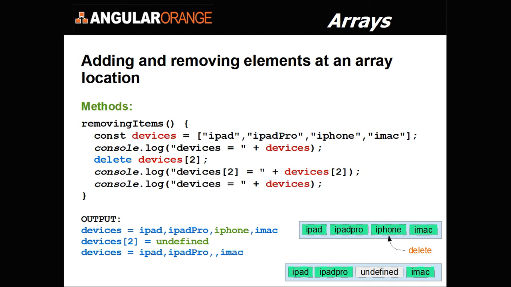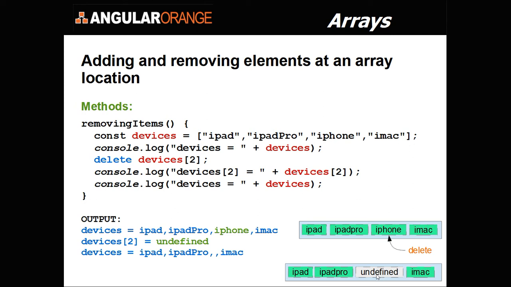Okay, so adding and removing elements at an array location can be done this way. I have this removing items method, and I have this devices array. I use the array literal to say, okay, I have an iPad, an iPad Pro, an iPhone, and an iMac, and I log the devices, and you see the devices logged right here. And then what I do is I delete devices 2. This is 0, this is 1, this is 2, and I delete that one.